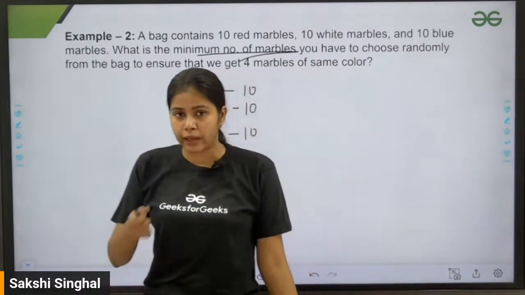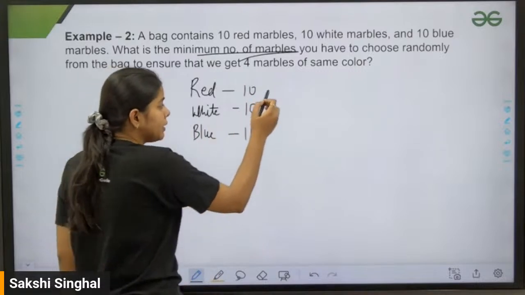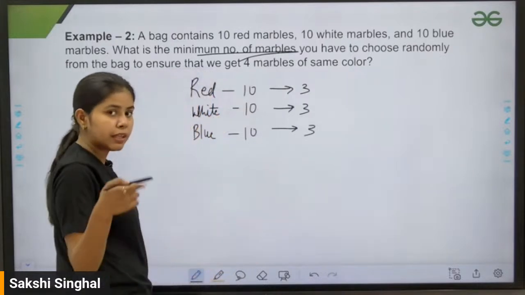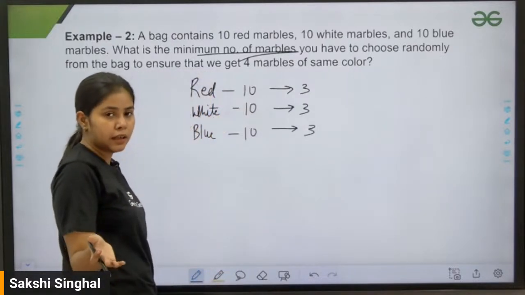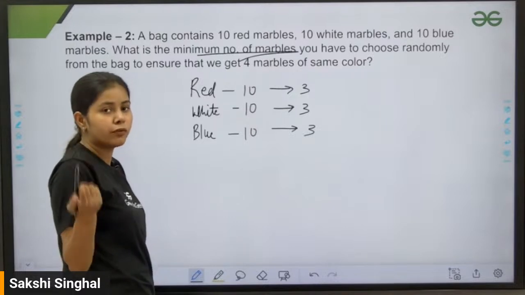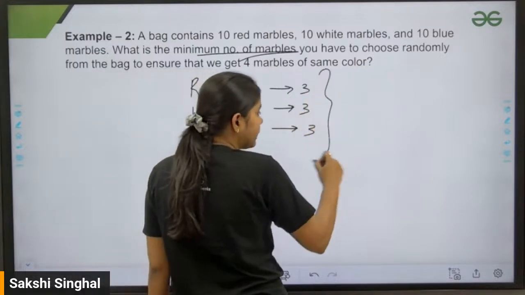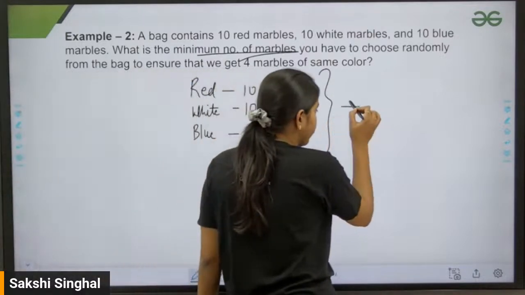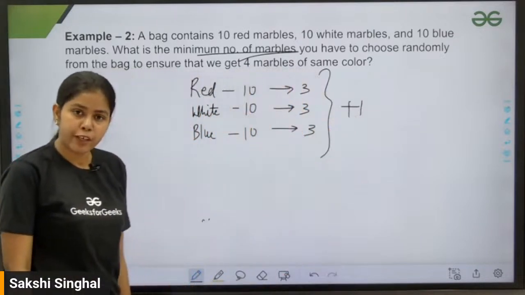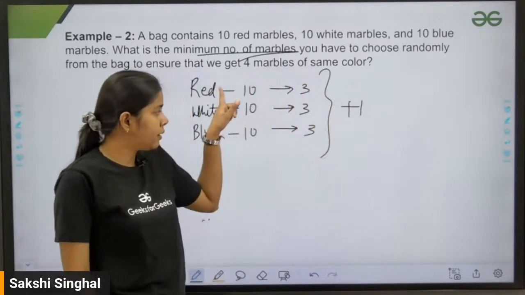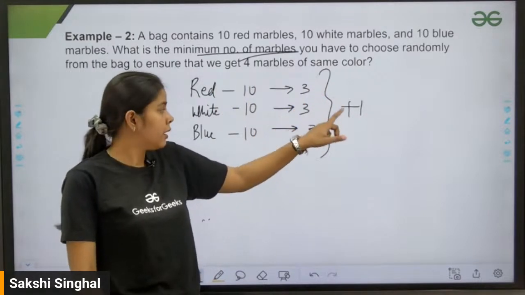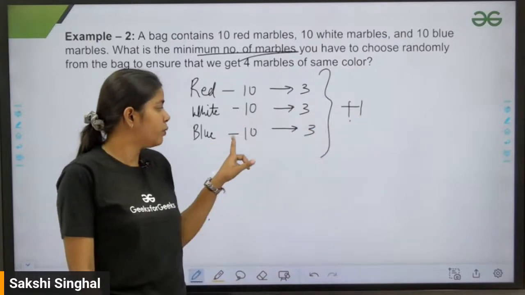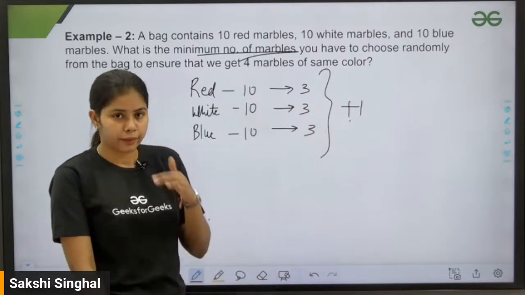So what you can do here is, if you take 3 marbles from this bag, 3 marbles from this bag, 3 marbles from this bag, that means I'm taking the worst condition, that I'm not getting 4 marbles of any of the same color. So if I take 3 marbles from each color and add one more marble, now this marble can be red, then we'll have 4 marbles of red color. If this marble is white, then we have 4 white marbles. If this marble is blue, then we have 4 blue marbles, right?